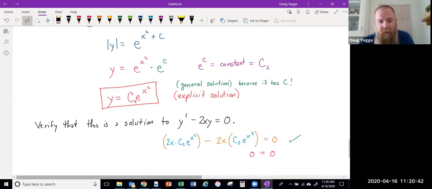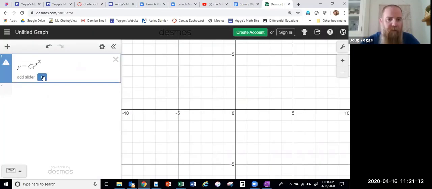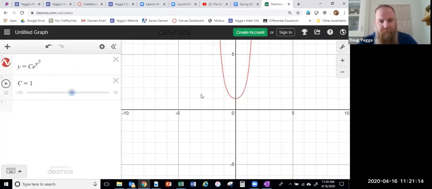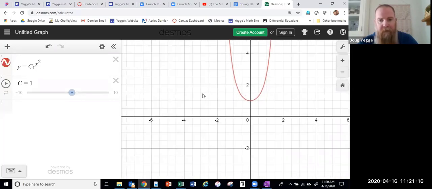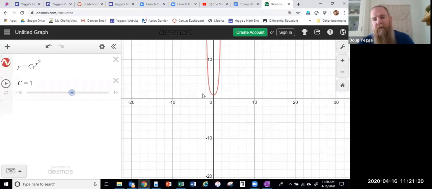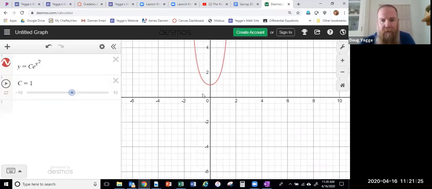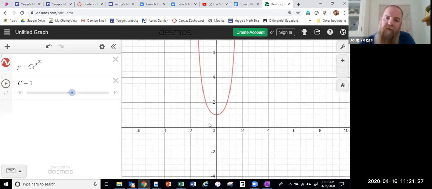So I'd like to go ahead and go to Desmos real quick and type in this c e to the x squared here. We're going to add a slider at c here. And so this right here is the solution to this differential equation. But let's look at what happens as I modify c. What happens as I modify c, do you think? What's going to happen to this graph?